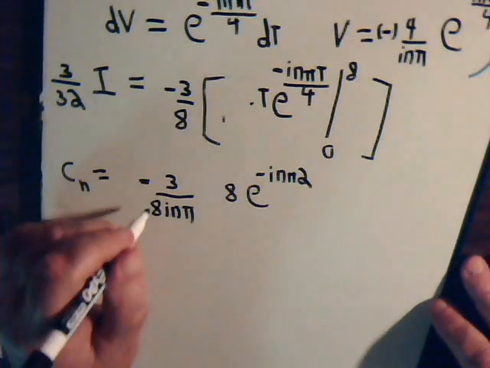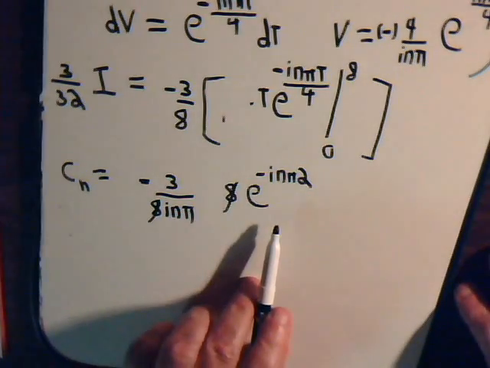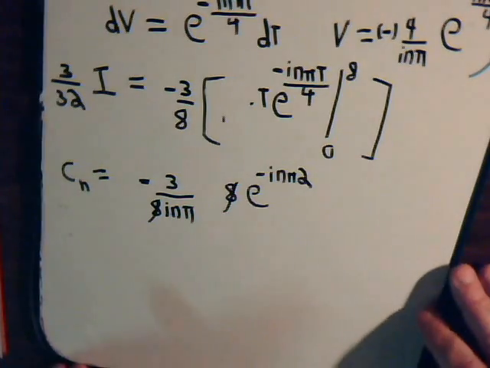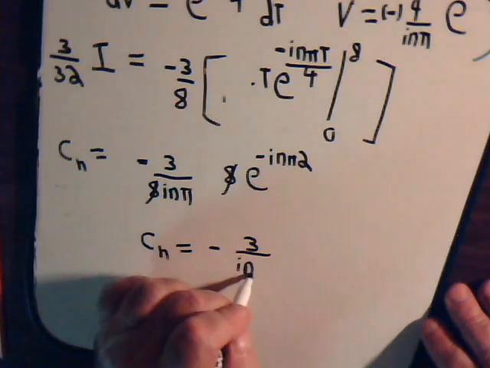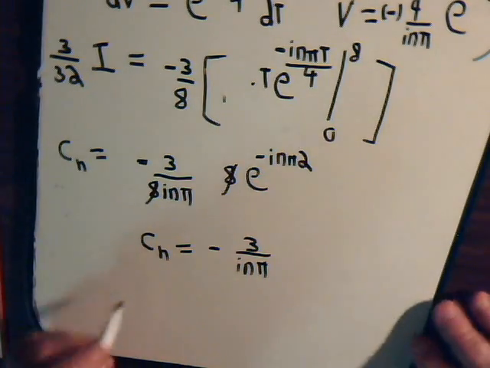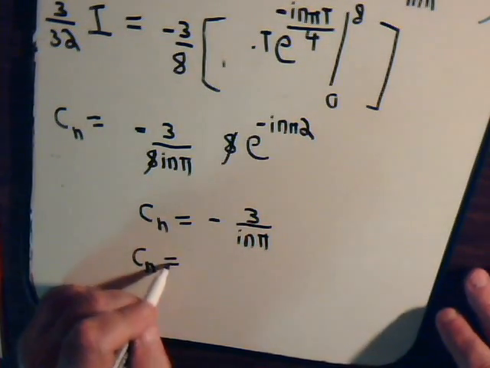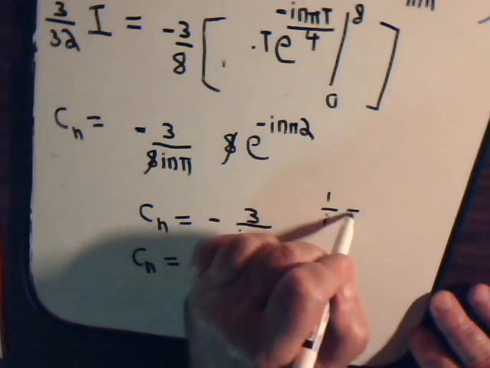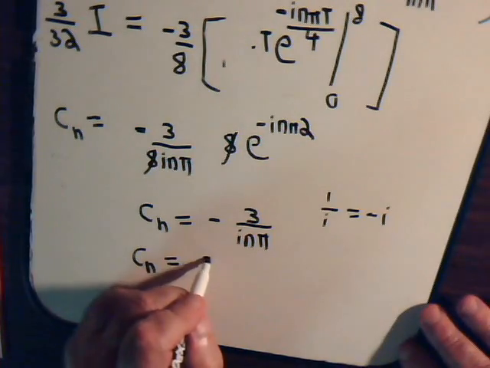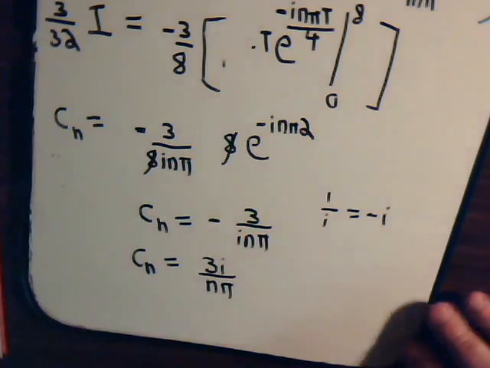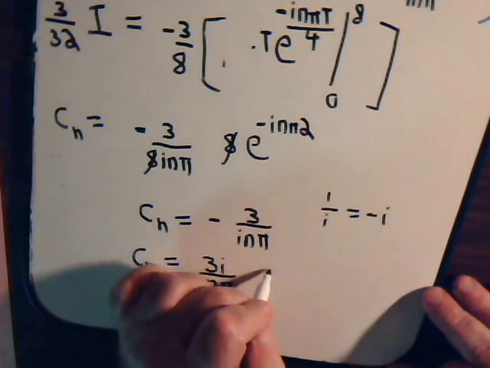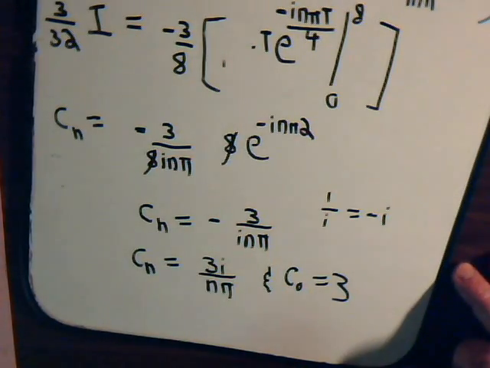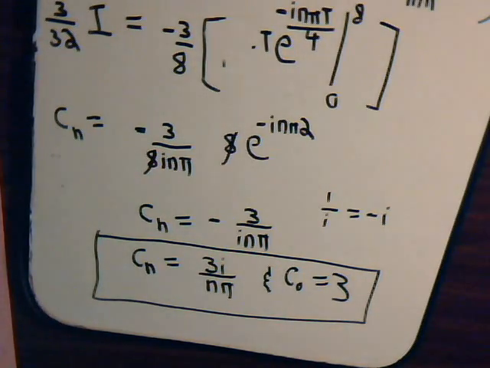That cancels, and we've just shown that this is equal to 1. So what we end up with is that C sub n equals minus 3 over i n pi. Or if we wanted to, bring the i upstairs: 1 over i equals minus i, so we have 3i over n pi. That's our C sub n. And we don't forget C sub 0, that was 3. Those are what we needed to determine.